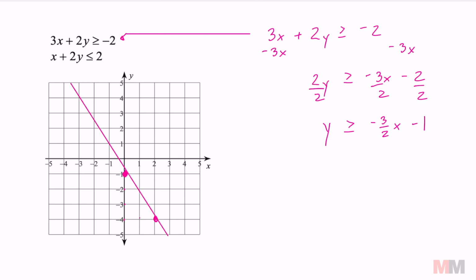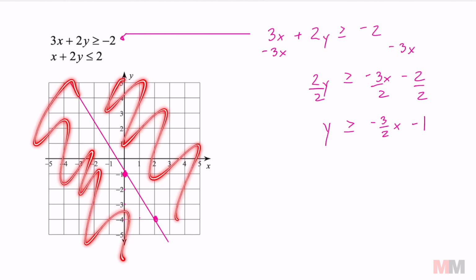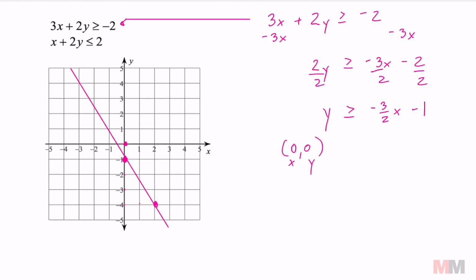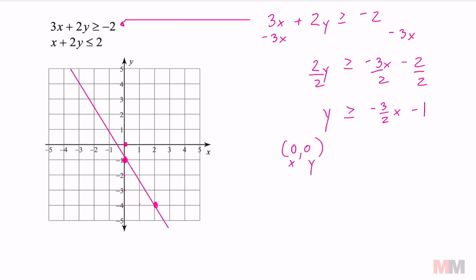And that is my line so far. Since it's an inequality, I am going to have to shade either the left side of this or the right side. And the best way to do that is to pick a test point. I'm going to pick that one. Test 0, 0. If that comes out true, that means that is the side that you shade.